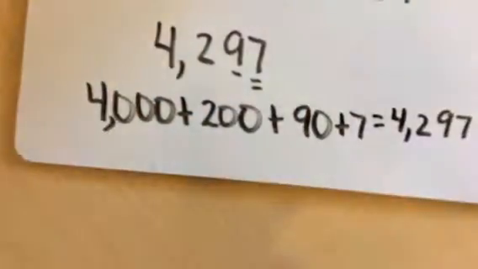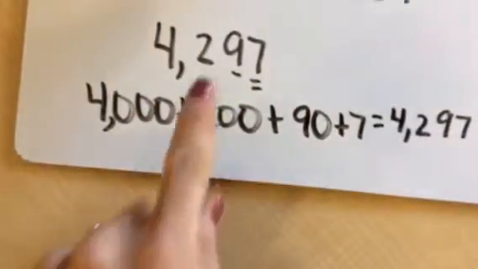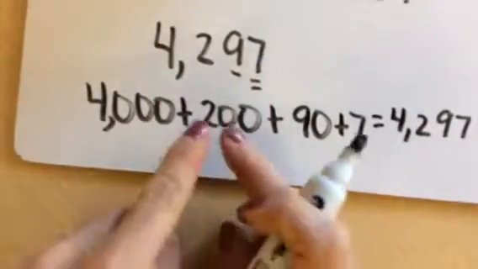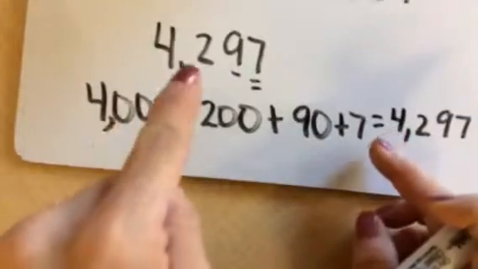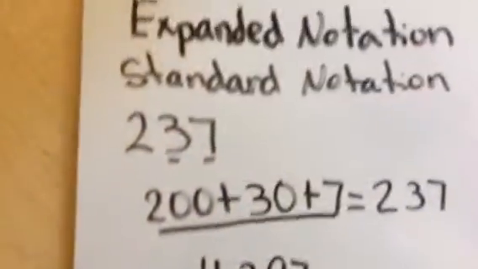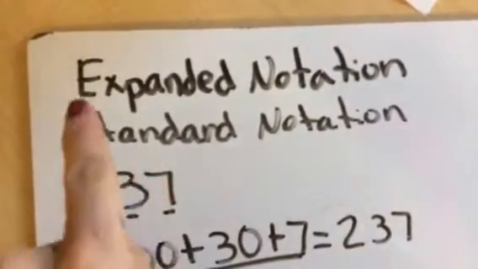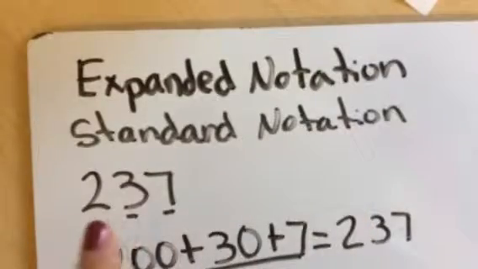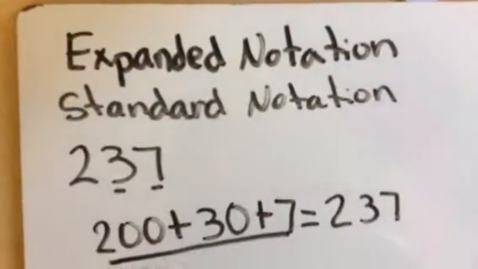So expanded notation is expanding those numbers out, showing all their place values, and standard is just writing it just a regular old way. Sometimes it asks us to take a number and change it into expanded form, and sometimes it gives us the expanded form and asks us to change it into the standard form. So pay attention to what your directions are. Remember, expanded notation means stretch it out. Standard notation looks just plain old regular. Standard, expanded.